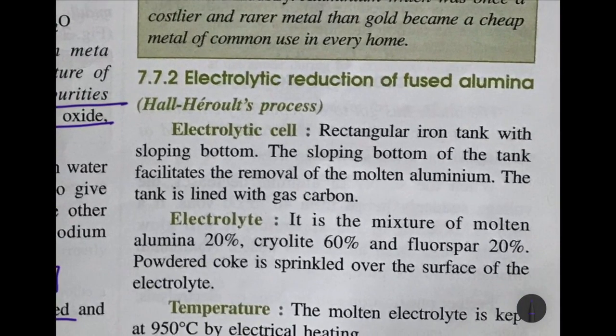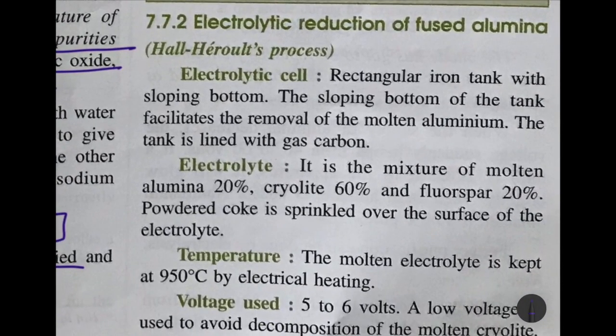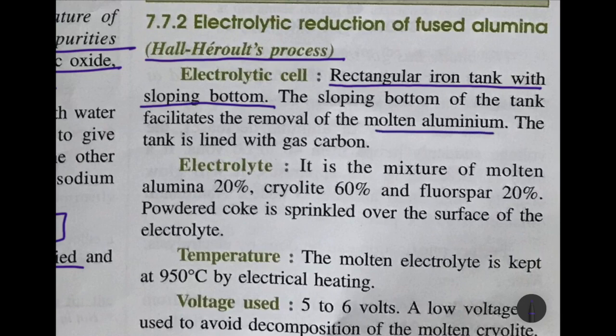So let's see how electrolytic reduction of fused alumina is done, and the process is known as Hall-Heroult process. Bayer's process, we are changing the bauxite into alumina, and electrolytic reduction is known as Hall-Heroult process. So the electrolytic cell was a rectangular iron tank with sloping bottom. The sloping bottom of the tank helps in the removal of the molten aluminum so that it can easily slide down.